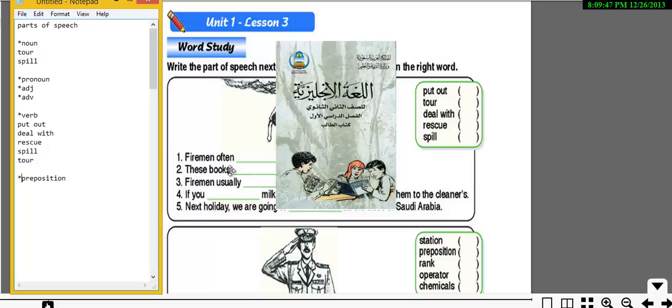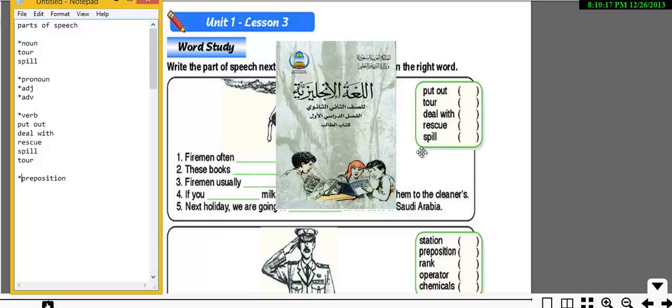Now, 1. Firemen often, blah, blah, people from burning buildings. 2. These books, blah, blah, many interesting subjects. 3. Firemen usually, blah, blah, fires with water. 4. If you, blah, blah, milk over your clothes, you must take them to the cleaners. 5. Next holiday, we're going to blah, blah, all the cities of Saudi Arabia. Now, how do you deal with it? Well, first of all, you really need to read them all before you start filling in.